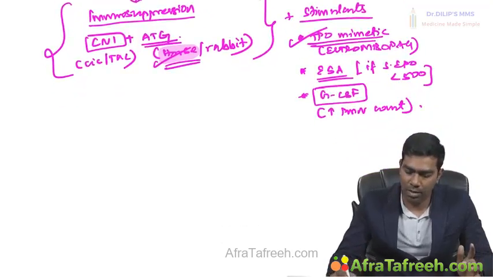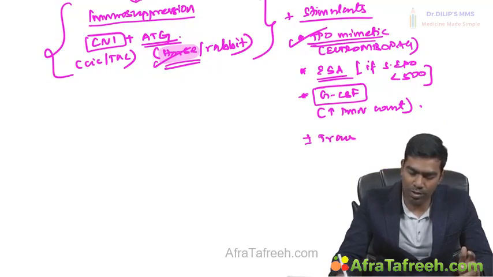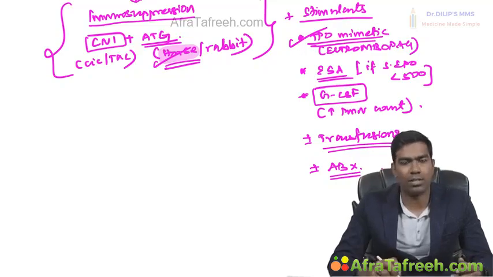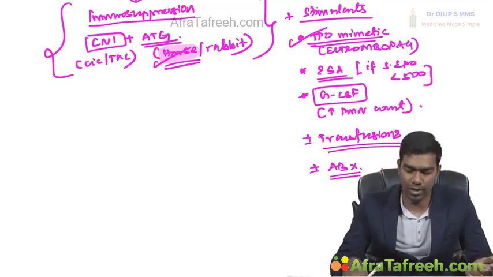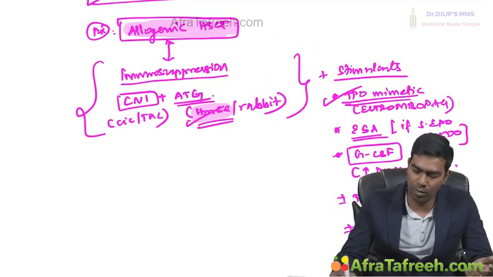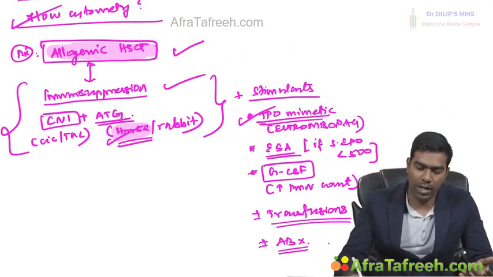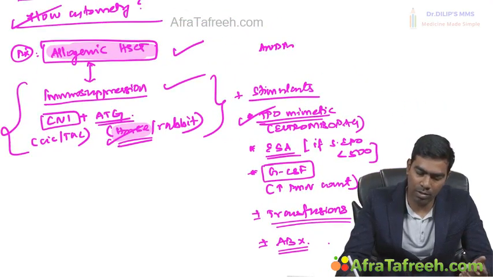At the same time, you can add supportive transfusions if the anemia is very severe. In those conditions, they might need transfusions, plus or minus antibiotics for probably infectious reasons. So you might need extra antibiotics. But more important you have to know is the allogenic stem cell transplant versus immunosuppression. Remember, if you take old textbooks and see, they would have given androgens.